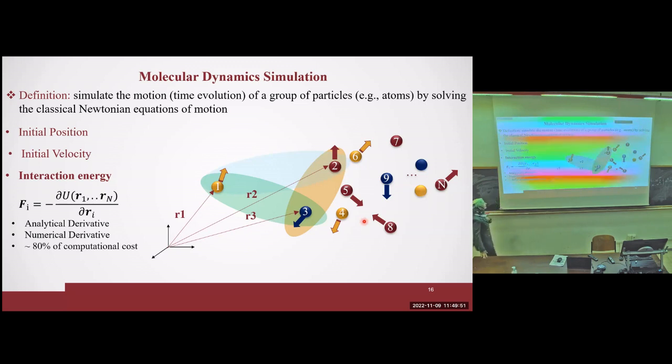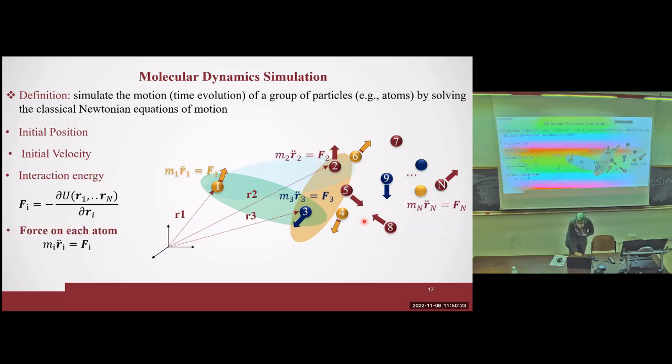Sometimes we have analytical derivatives, for example, for EAM, but sometimes we need to do the numerical. This is the part that is mostly expensive, and it needs a lot of computational expense, and it takes 80% or sometimes 90% of the computational cost. So a lot of techniques are used to decrease this computational cost, which we'll discuss. Okay.